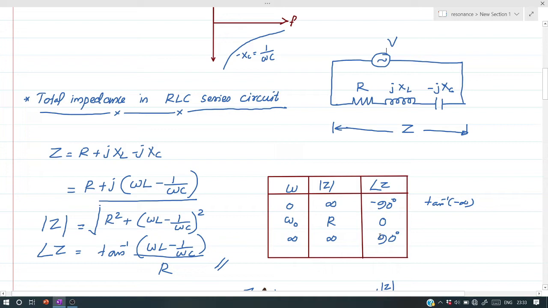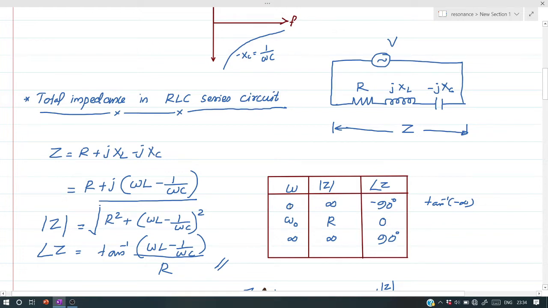So it can be seen that as the frequency increases from 0 to infinity, the total impedance is varying from infinity to a minimal value, that is R. Then again it is increasing to infinity, and angle is varying from minus 90 degree to 0. Then again it is increasing to 90 degree.